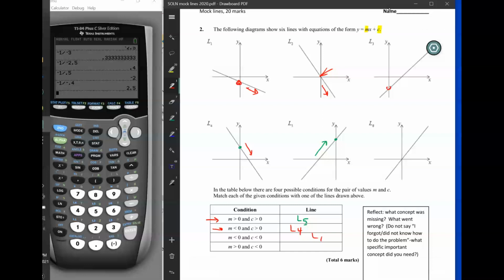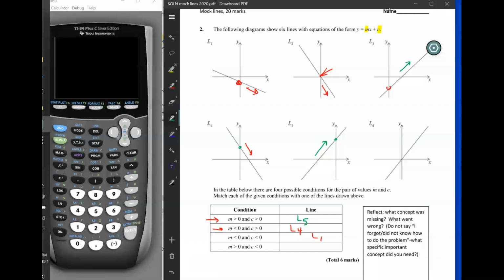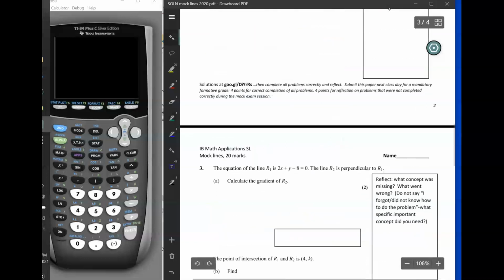But we're looking for a slope that's positive. That would be this one here, where it looks like the economy for Brazil is going up. So that means that the answer is L3. See, that one wasn't too hard, was it? Let's go to the next one.